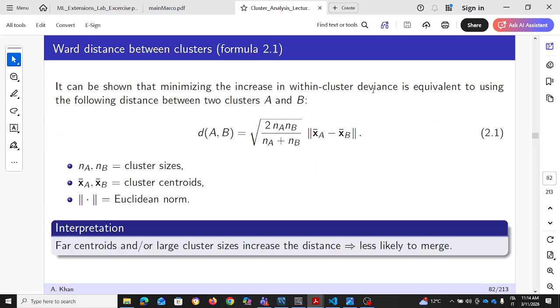Finally, the formula here is this one. Just what will change when we are doing this inside MATLAB. We have the method linkage. Instead of putting single, complete or average linkage, we put Ward, and the rest is magic for us. So it takes this distance. It's clear.